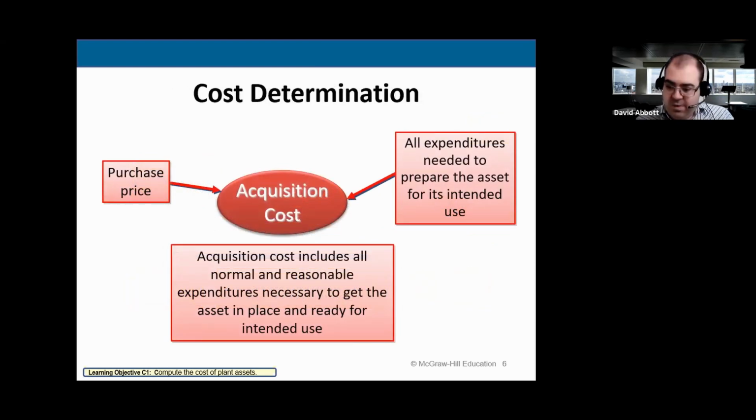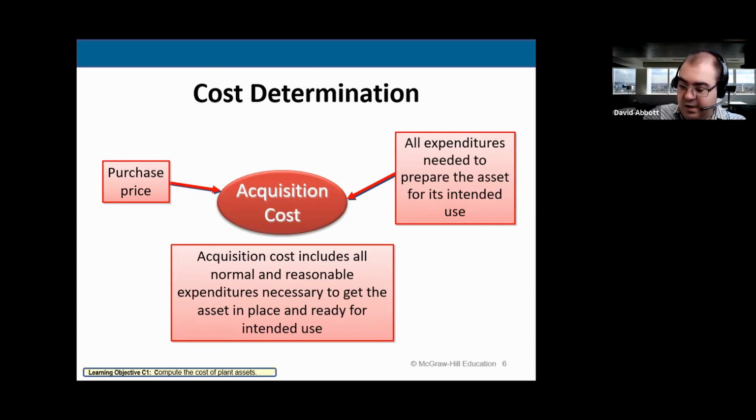So cost determination. Plant assets are recorded at the cost when acquired. Now, cost includes all normal and reasonable expenditures necessary to get an asset in place and ready for its intended use. So that would include, for example, the cost of a machine, which includes its invoice cost less any discount, plus the necessary shipping, assembling, installing, and testing costs.